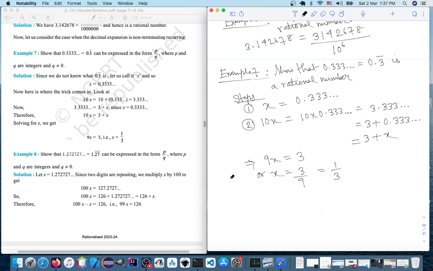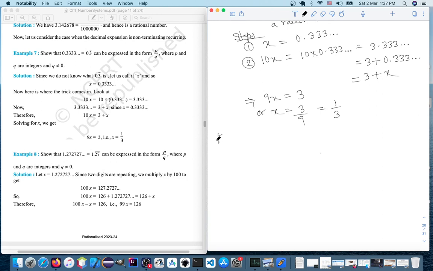Now let's see example 8. Show that 1.2727 is also a number which has a non-terminating recurring decimal expansion. So 27 is repeating again and again. We can write it as 1.27 bar. So 27 is the repeating block of digits.